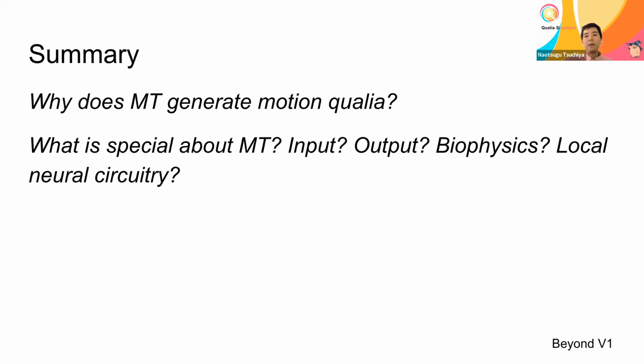But then what other possible explanation exists is that one possibility is the relationship or connectivity to the other areas, and another one is that within MT somehow the connection between the neurons may be different.